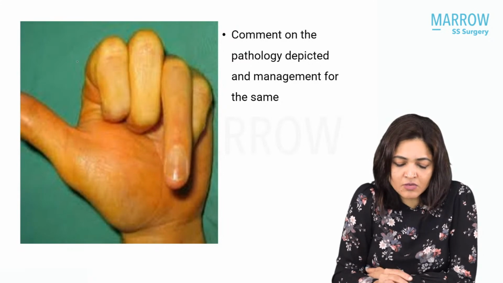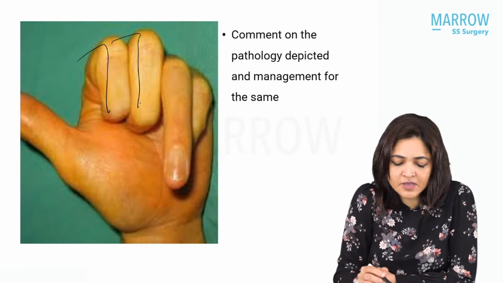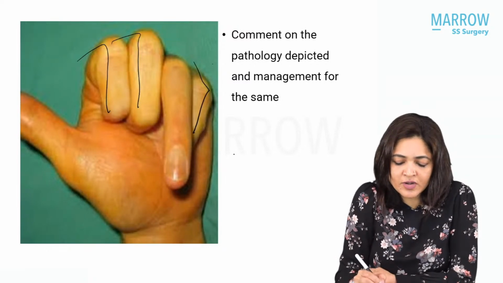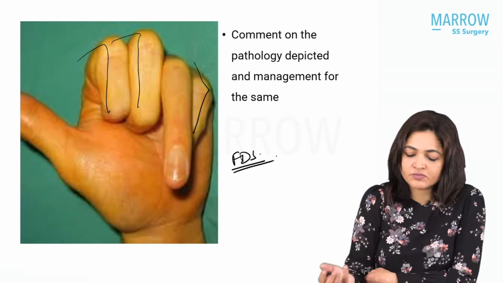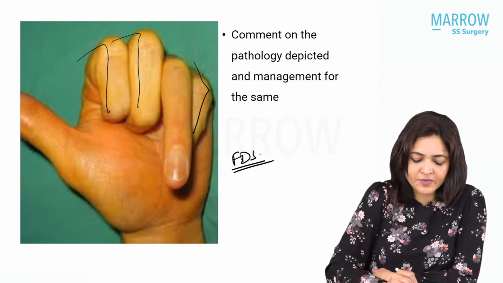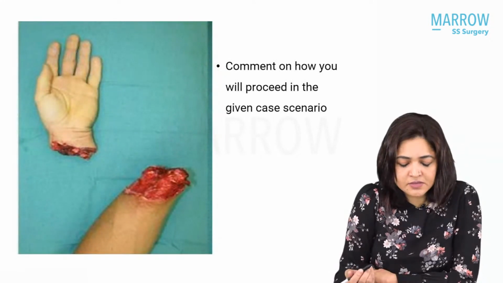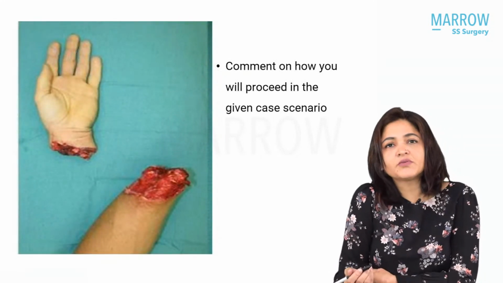So, here you can see all the fingers are flexed except this. So, what is the possible injury that is present in this? The possible injury is of the FDS tendon. Okay, so it can lead to questions on tendon repair. Again, this is a question on reimplantation.